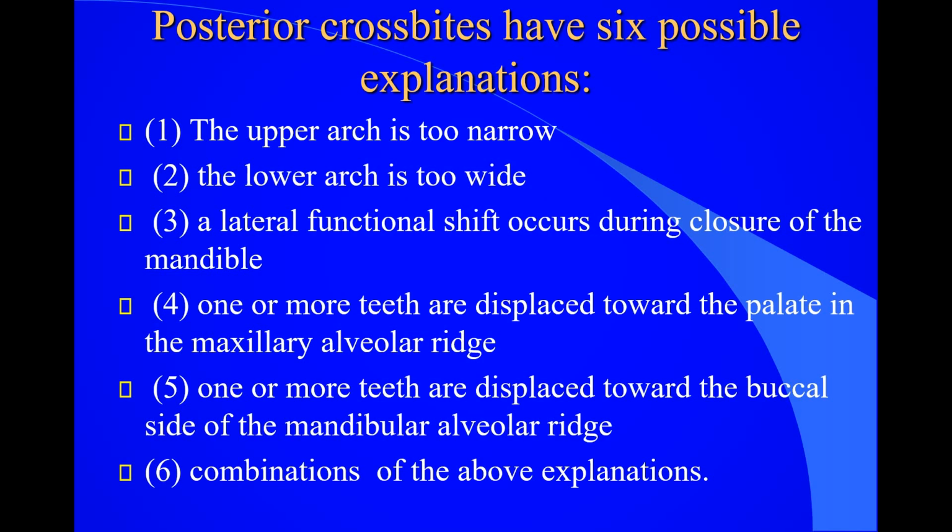Posterior crossbites have 6 possible explanations. These transverse discrepancies can be mainly caused by local factors like premature loss of deciduous teeth, congenitally missing single tooth or group of teeth, and certain habits like thumb sucking or tongue thrusting. And these dental asymmetries essentially involve midline deviation, asymmetric posterior tooth position, asymmetric arch forms, and diverging occlusal planes.